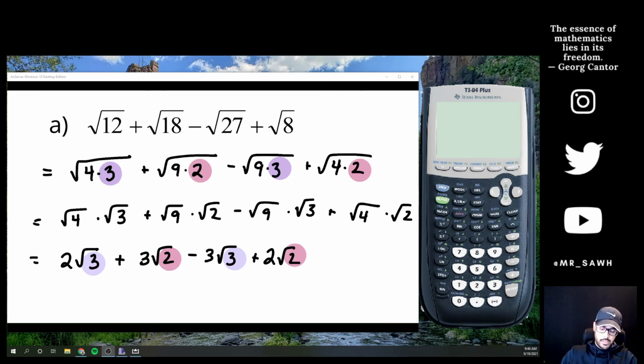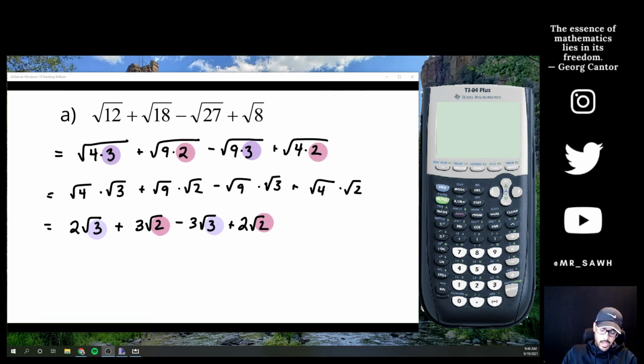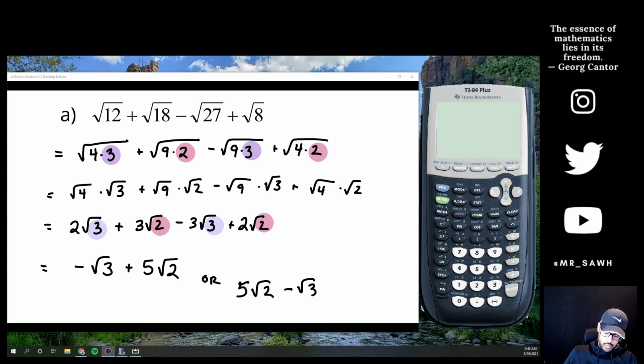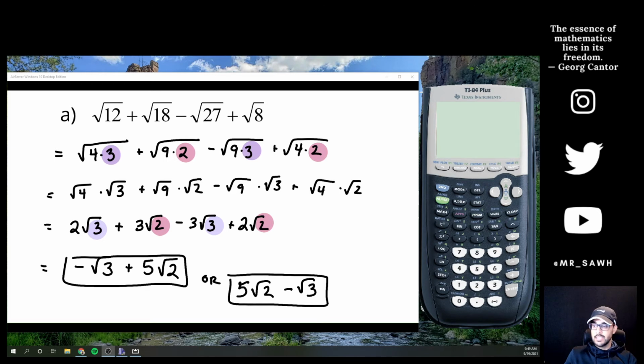Okay, so now once they're changed, you can combine your like terms, your like radicals. So we'll do minus root 3 plus 5 root 2's. Or if you don't like seeing that sign, you can do 5 root 2's minus a root 3. Either one mathematically is the same. Let's make that box a little nicer. There we go. So mixed radicals first, then you can combine.